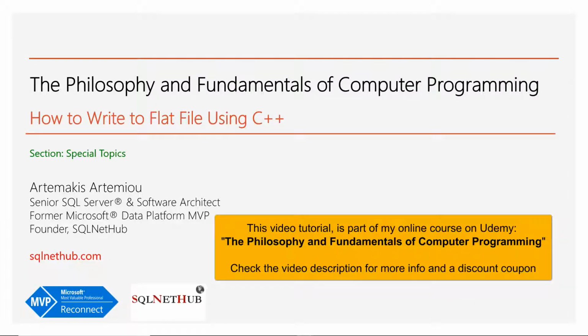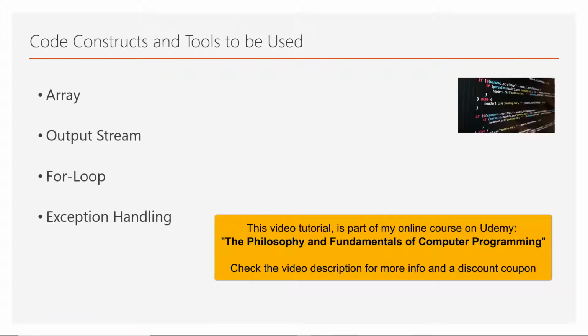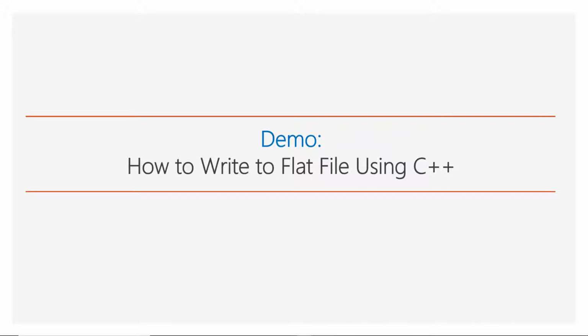In this special topic, we are going to see how we can write to a flat file using C++. The code constructs to be used for this demo are array, output stream, a for loop, and exception handling. Let's proceed to the demo.